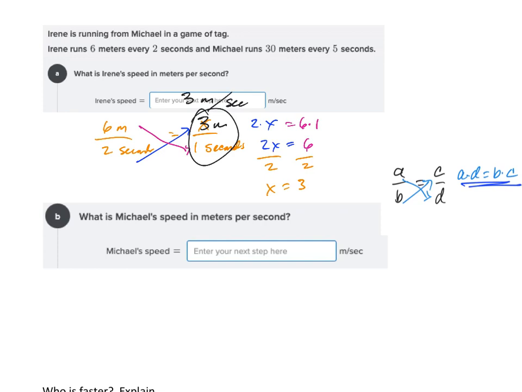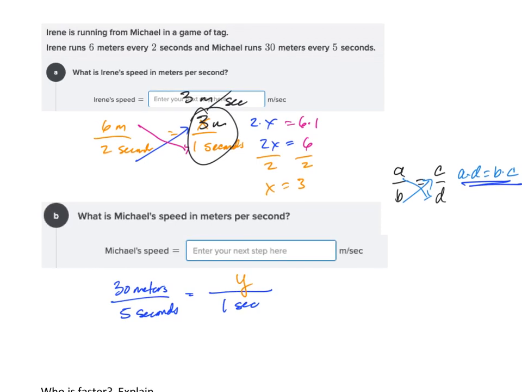So again, we're going to say, well, Michael can travel 30 meters in 5 seconds. How many meters for 1 second is that for Michael? And we don't know, so let's just put a y there, okay? Okay, so if we're going to solve that, let's look at another way. You could use cross product. You could use scale factor with this.